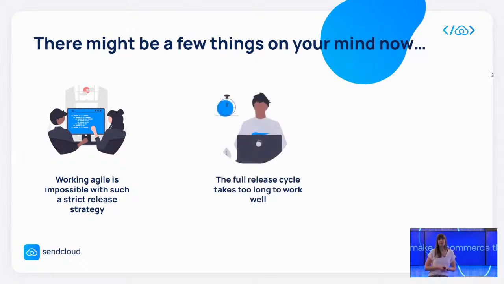Another thing you might be thinking right now is the full release cycle takes way too long to work well. I can imagine you think this way, and to be honest, yes, it does take a bit longer than if you would just release to everybody. But to me, this is a real balancing act. Balancing the risk of releasing something that is incorrect versus taking a bit more time to validate what you're actually working on and knowing you're actually going to release something your customers will love.